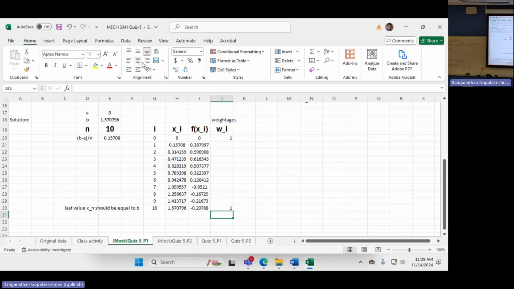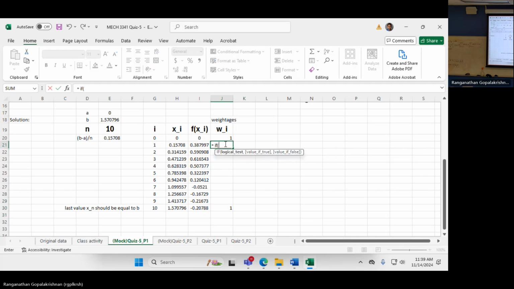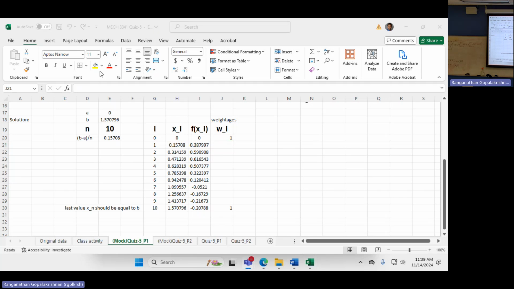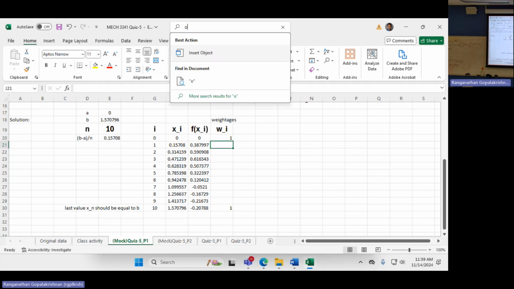And for odd values, you should multiply the odd value by what number? 4. So how will you state it as a rule? If this cell is odd, how do you check for odd numbers? I know we have to check, but I don't know how to check. So I will go here and check for odd numbers.